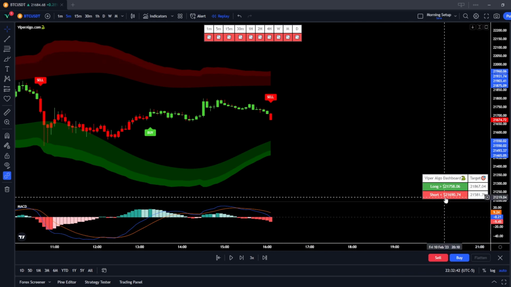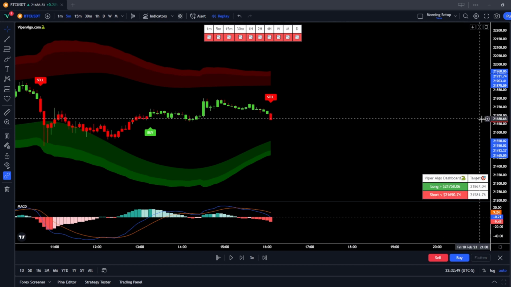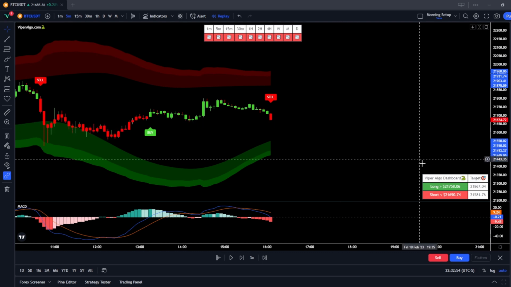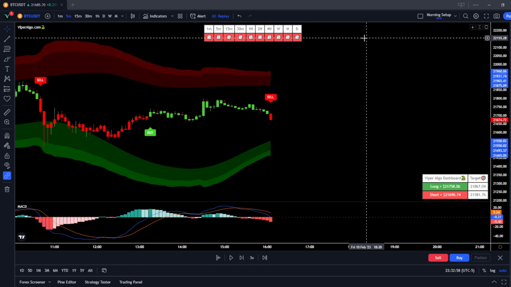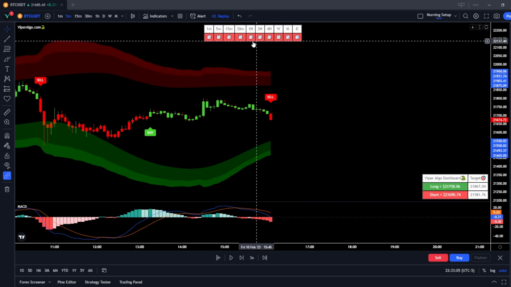So we need to make sure that the level is below the short signal on the dashboard. So 21,690, we can see we are below 21,690 as we're at 21,674 when the signal is given. And then we also want to make sure that the trend dashboard is mostly red. It doesn't have to be all red like it is in this situation. It just has to be mostly red to show bears are in control on all time frames.